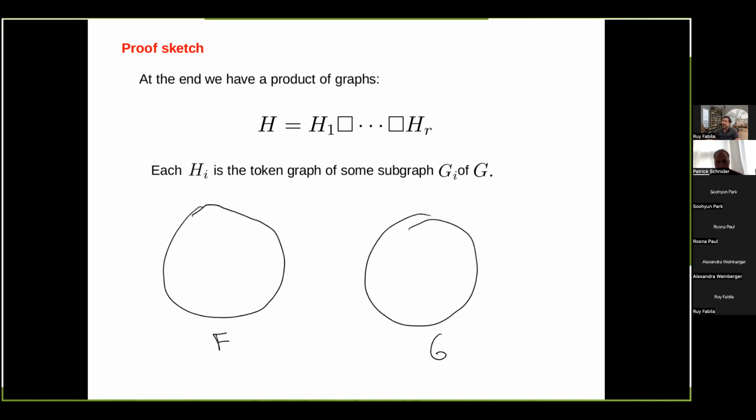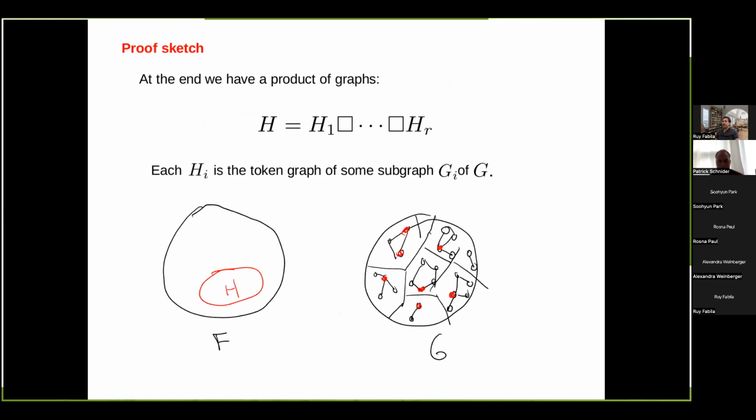Okay. Now I have F, I have some subgraph H, and I have a partition of the vertices of G into connected graphs GI. Okay. And such that every H is the token graph of these GIs. Okay. And I have a mapping. Every vertex in H, I'm labeling as the Cartesian product of the token graphs of GIs. Okay.